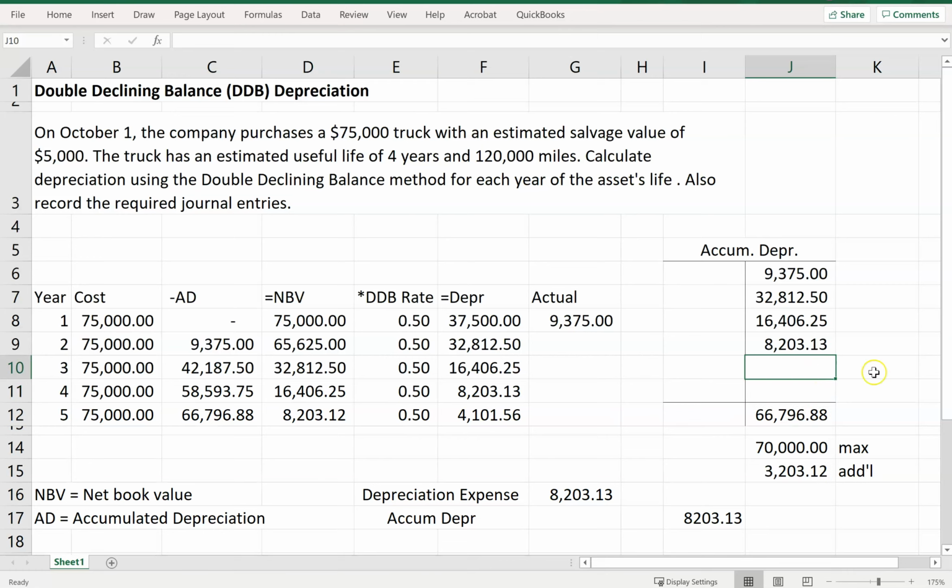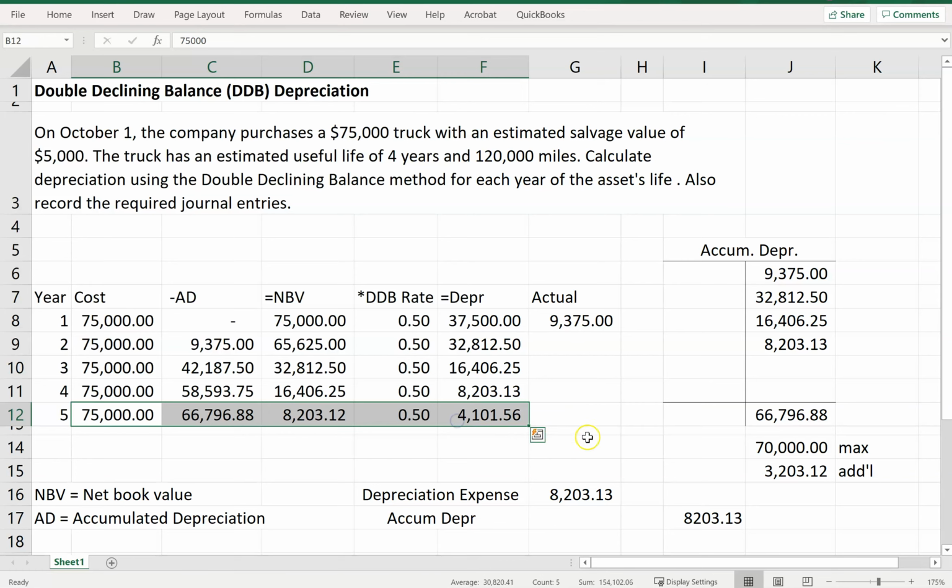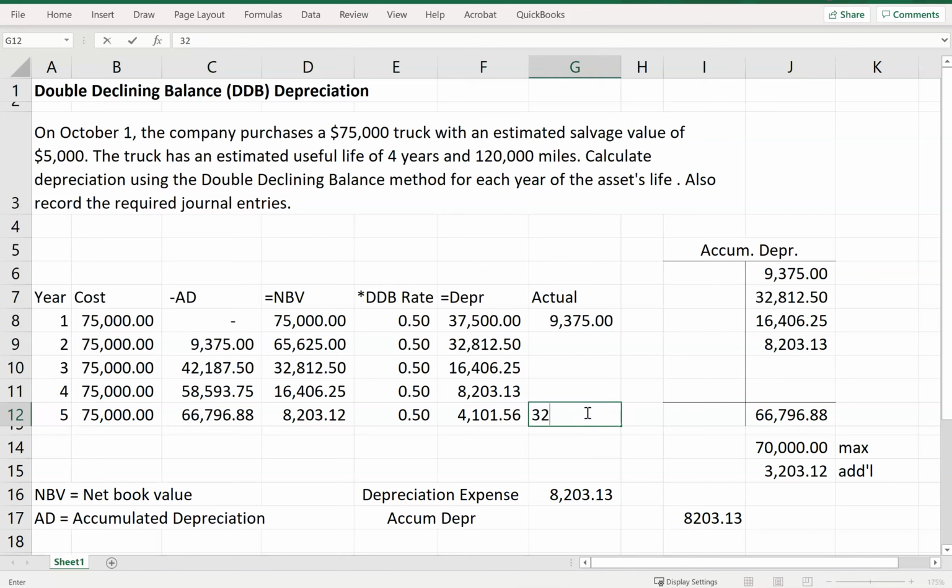We're not allowed to go over 70,000. Another thing to think about is that we bought the asset in October, so technically we should only be taking 9 months. But here's the story with double declining balance. In the final year of the asset, you just take what's left. You actually don't even really need to do this last calculation. So this actual is going to be 3,203.12, because we have this calculation here, which is the 70,000 minus what's already in accumulated. This will give us 3,203.12 here, which will bring us up to 70,000, which is the max.